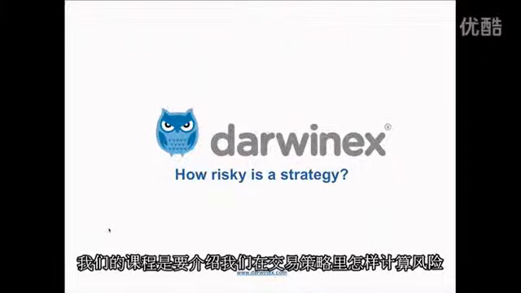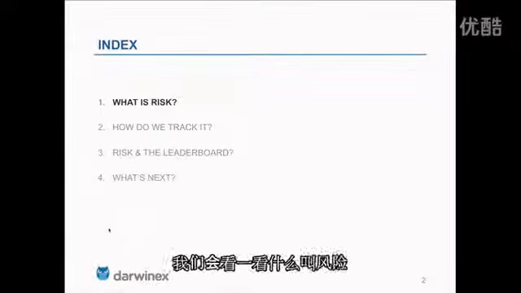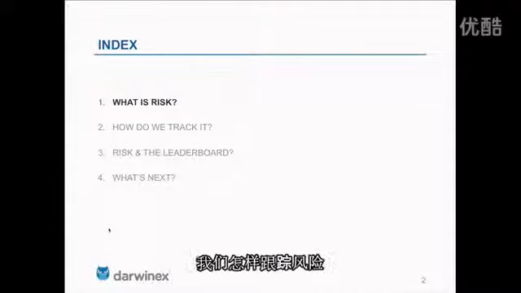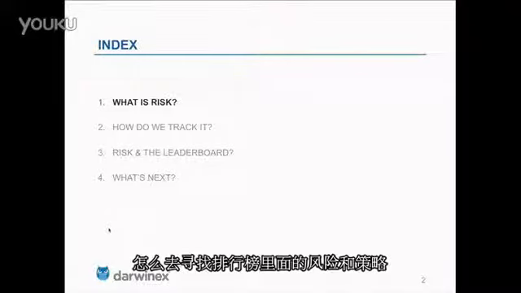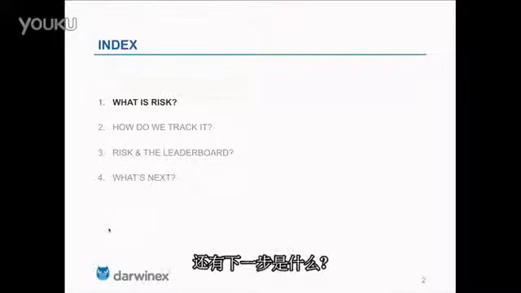In this tutorial, we cover how we measure the risk for trading strategies. We'll go through what we consider risk, how we track it, how to find out what the risk is for strategies in the leaderboard, and what's next.